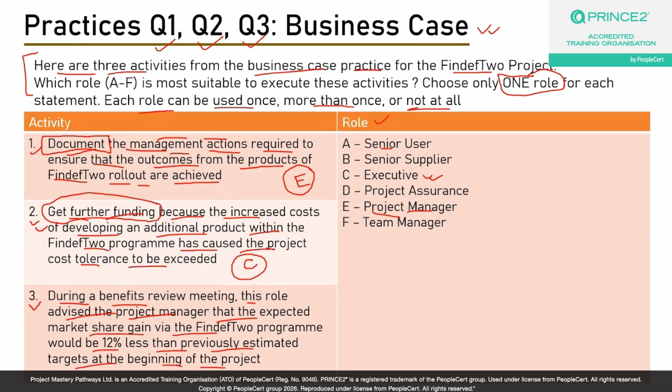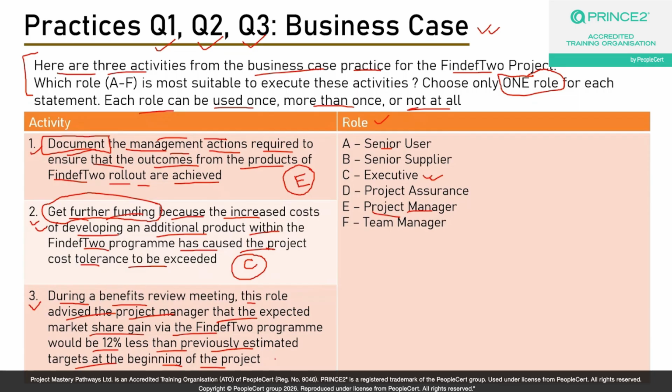Now this statement is talking about a benefits review meeting that is happening, and one person, which is this role, is advising the project manager that the expected market share gain will be 12% less than the previously estimated target. Now, who is doing that, guys? It is done by the senior user, because the senior user is the role responsible for defining and designing the targets of post project benefits realization. If those targets are on track or off track, it also becomes the responsibility of the senior user to highlight it at the right point in time and plan any corrective actions if necessary.